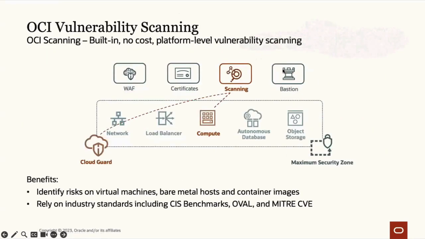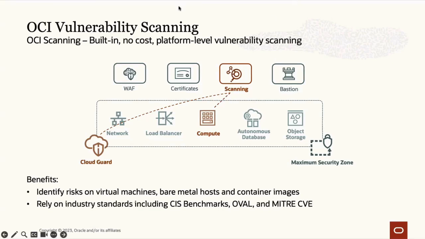So moving on, we're now going to look at OCI vulnerability scanning. Vulnerability scanner is going to help you identify risks on your virtual machines, bare metal hosts, and container images. And the vulnerability scanning tool is built on industry standards. So we based it off of MITRE, CVE, OVAL, CIS benchmarks, and etc. So Winnie, can you walk me through when you're using the vulnerability scanner? What's it actually doing to scan your compute instances? How is it looking for these vulnerabilities?